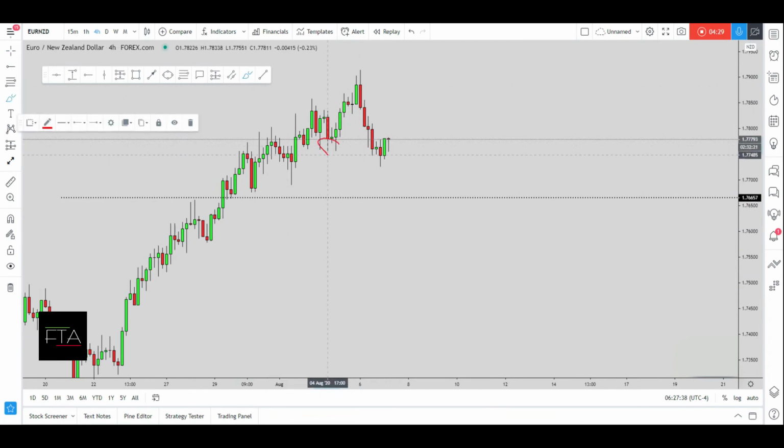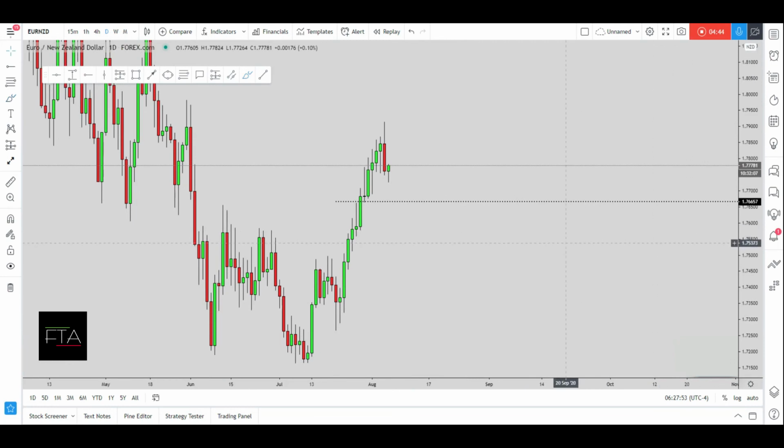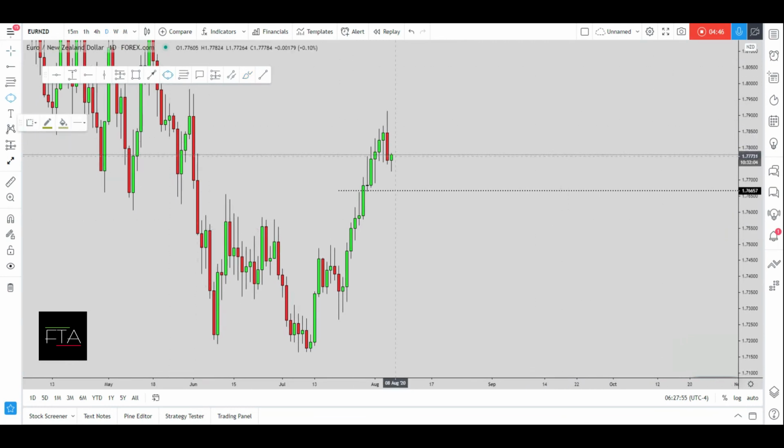The market really is struggling to break below the previous low. Probably we will get the market to give us a nice retracement, considering the fact that on the 4-hour we also have this M formation. So at the moment, we still cannot be looking for any shorts on Euro NZD. So what we will be doing with students.